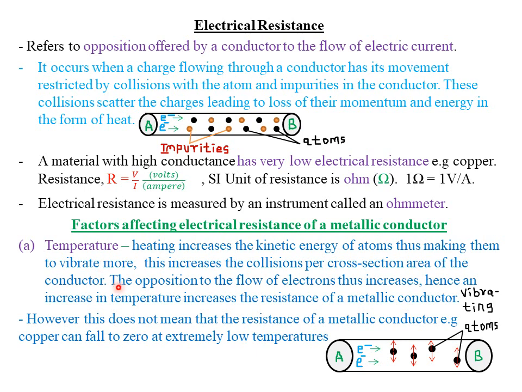But when the temperatures are very low, remember, such a material will still conduct some electricity. Therefore, we are just saying that this does not mean that the resistance of a metallic conductor, for example copper, can fall to 0 at extremely low temperatures. So even at very low temperatures, the conductor will still conduct the charges.